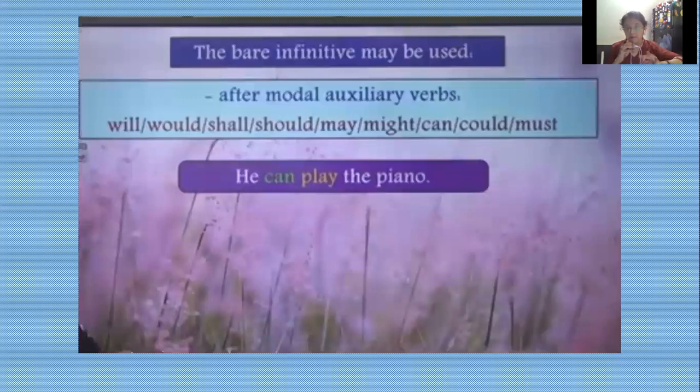We can play the piano. "We can to play the piano" would be a wrong sentence. We cannot say that we can to play the piano. We can play the piano, because after "can" you cannot put any other form of the verb. You will have to put the base form of the verb. So it is not going to change, so it will remain non-finite.